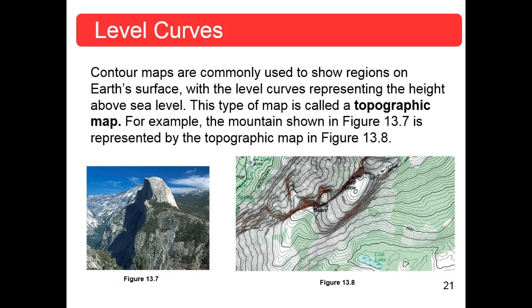Now, this is contour maps. You often show regions of Earth's surface where the level curves represent the height above sea level. This type of map is called a topographic map. So for this mountain here, the bizarre thing is you have a near vertical face here. I'm trying to see that on this map. Is that it right here? No, this is the dome right here. This is the highest point here. So it's this right here, I guess.